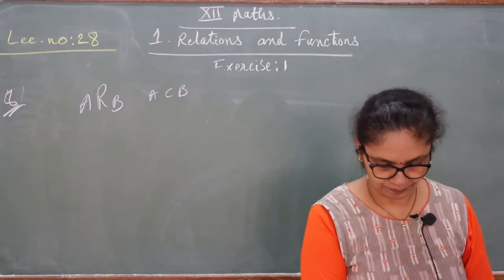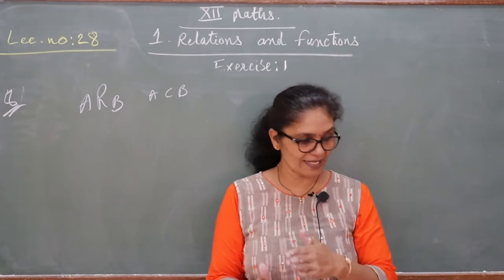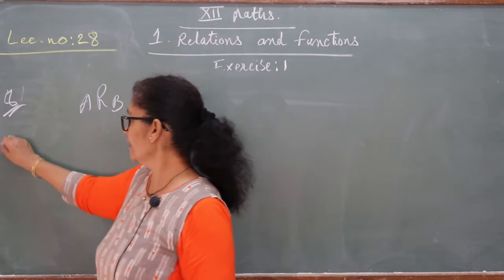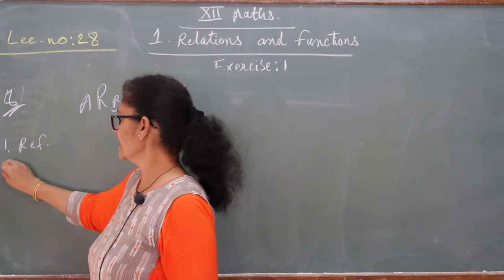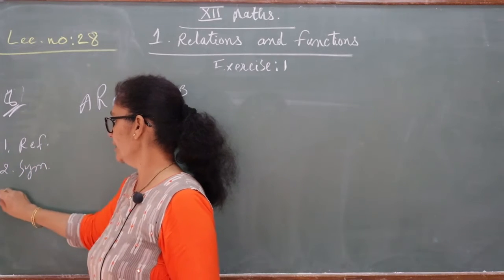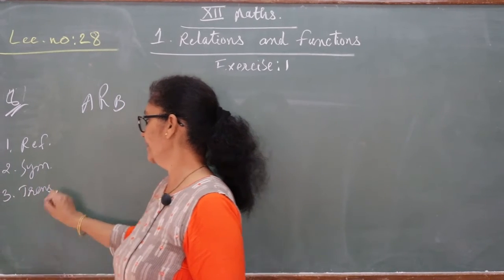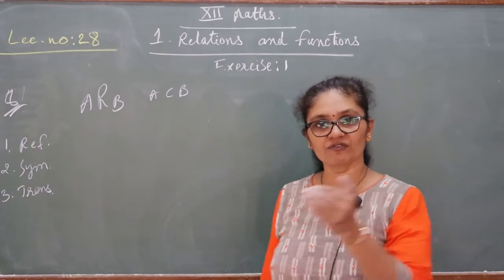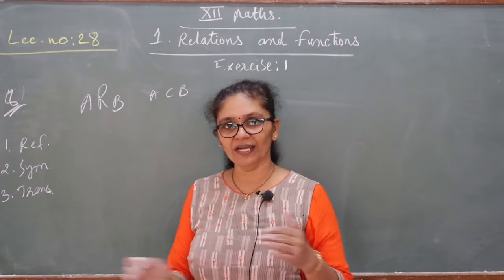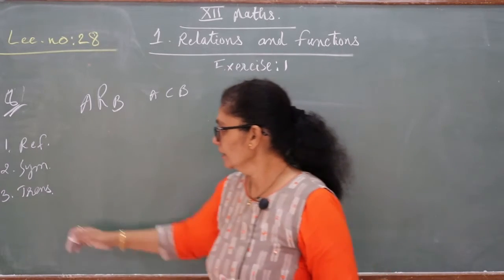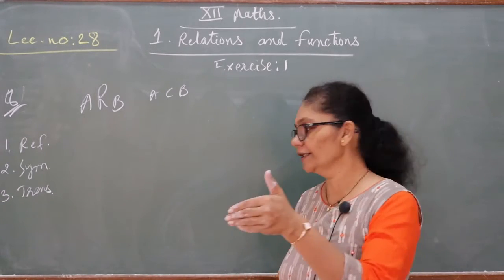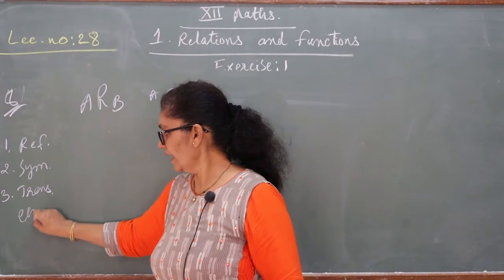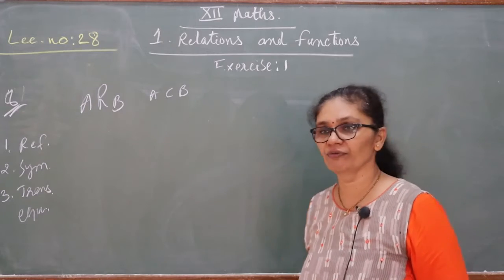Justify your answer. Okay, now a new topic, equivalence relation. What is an equivalence relation? For that we have to check 3 things: reflexive, symmetric, and transitive. What is reflexive? We have already discussed: the relation of a term with itself. Symmetric means suppose A is related to B, then B is related to A. Transitive means A is related to B, B is related to C, then A is related to C. If all 3 properties are satisfied, then only is your relation said to be an equivalence.